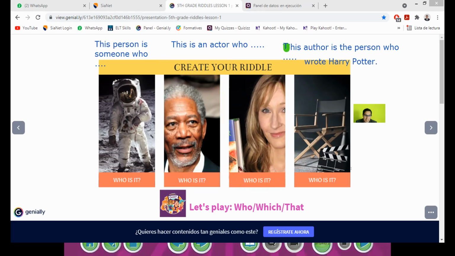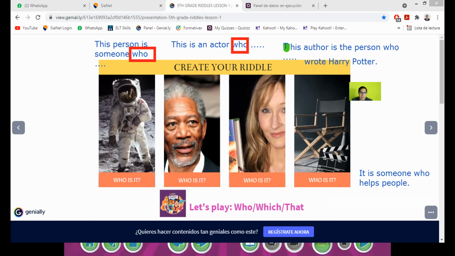Or if you prefer, it is someone who helps people. This is more general, no? Oh, the doctor. It's someone who works in a school. Oh, it's the teacher. The teacher works at school. Please, are you ready? Did you take a picture? Use the grammar, my friends. Now you need to use this grammar. Who? Remember, you need to use this. Okay, let's work in groups.